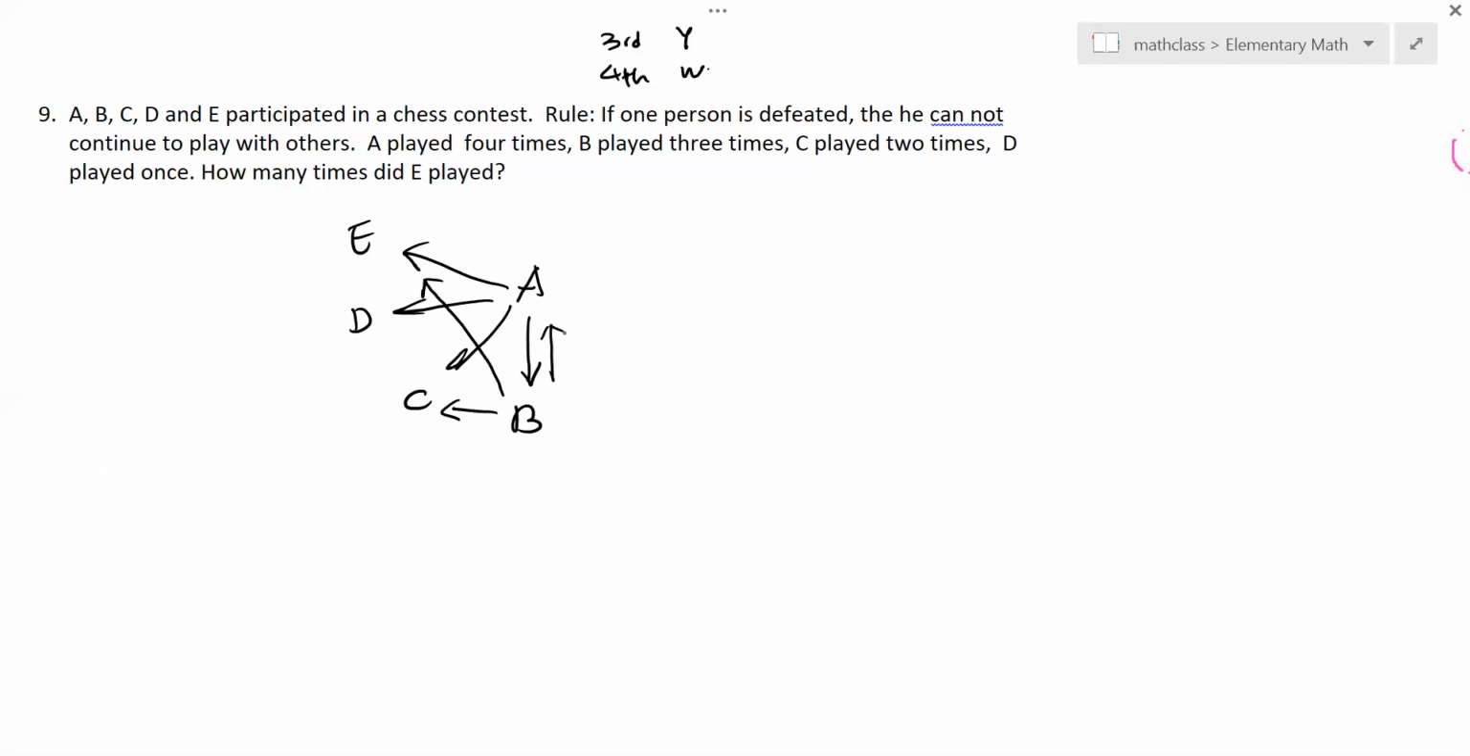Then what is the next step, right? B played three times, C played two times. So C already played B and A. Then D played only once. So how many times did E play? I think E played twice, against A and B. So it's clear, right? I have two lines connected. The answer is two.